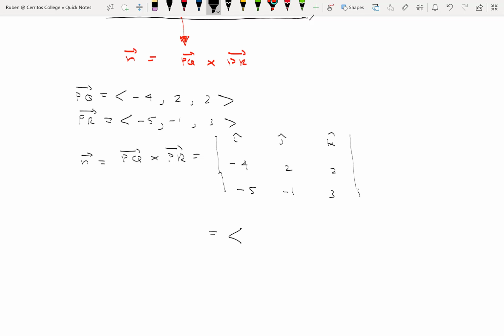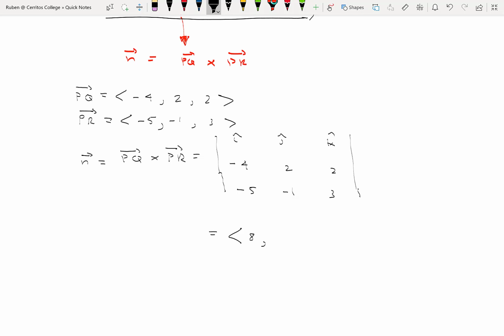Okay, so if I cover the first row, I'm going to have a determinant that's left. 2 times 3 is 6, minus -1 times 2. That's 8. You can slow the video down or stop it to confirm if you want.